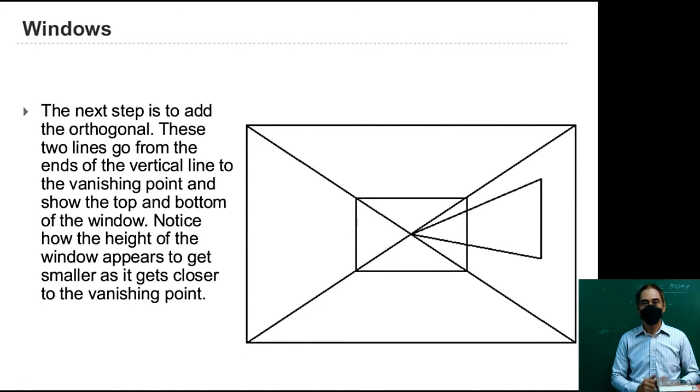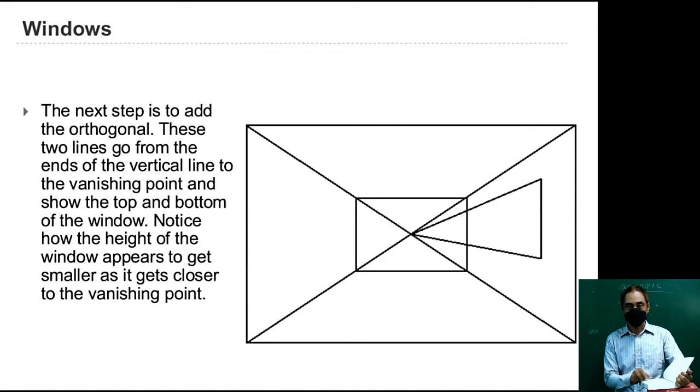Next step is to add an orthogonal line. These two lines go from the end of the vertical line to the vanishing point and show the top and the bottom of the window. Notice how the height of the window appears to get smaller as it gets closer to the vanishing point.